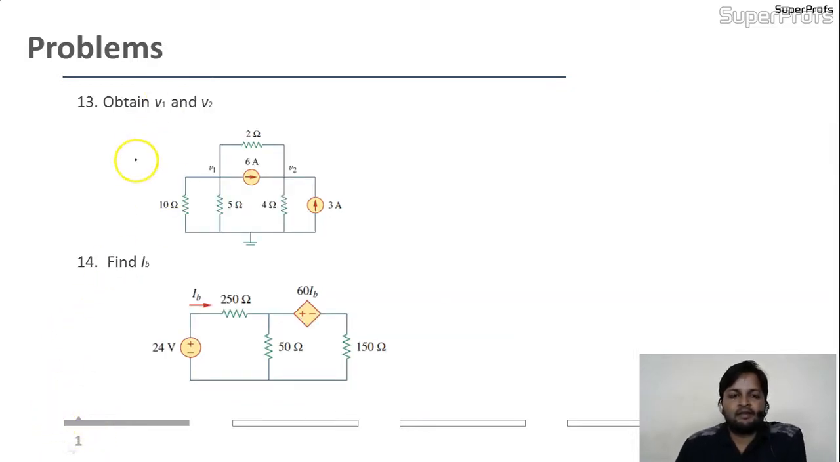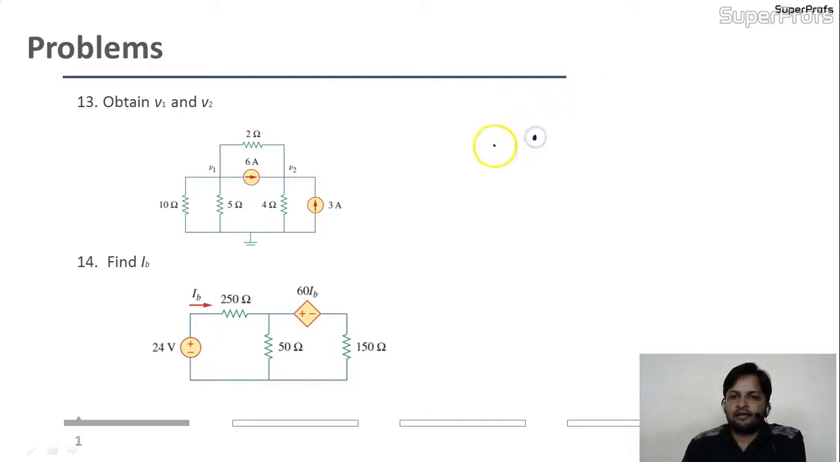See, this is the problem. Obtain V1 and V2 here. Again you can solve this circuit by nodal analysis, but I'll do this for V1, V2 by the source transformation theorem. Okay, I'll take it here.